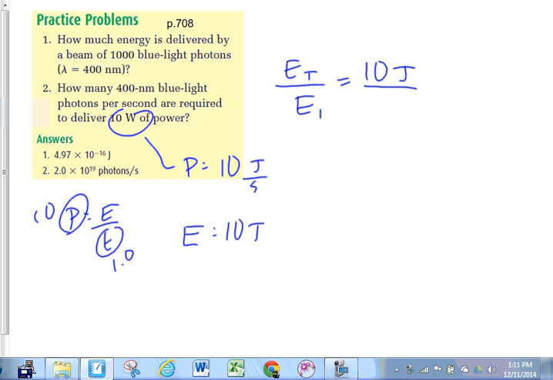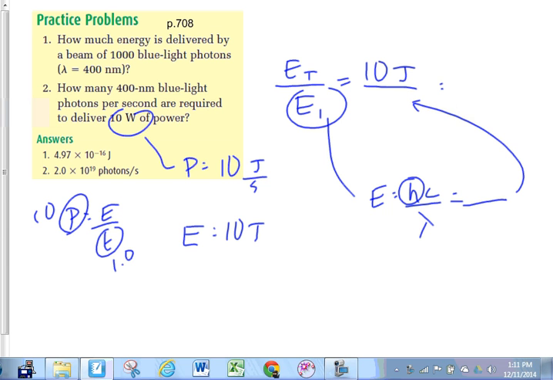What's my energy for one photon? Let's do exactly the same thing as we just did. E is equal to hc over lambda. Solve for energy in joules using the 6.63 value, and then plug it back into there, do the math, and it should work out to be 2.0 times 10 to the 19.